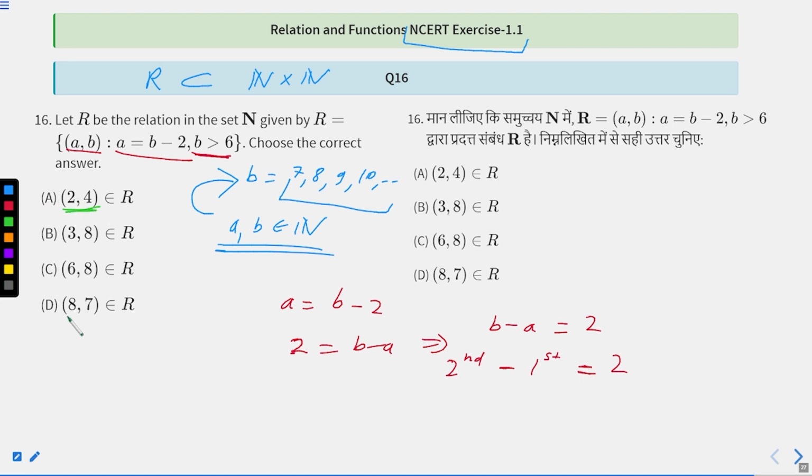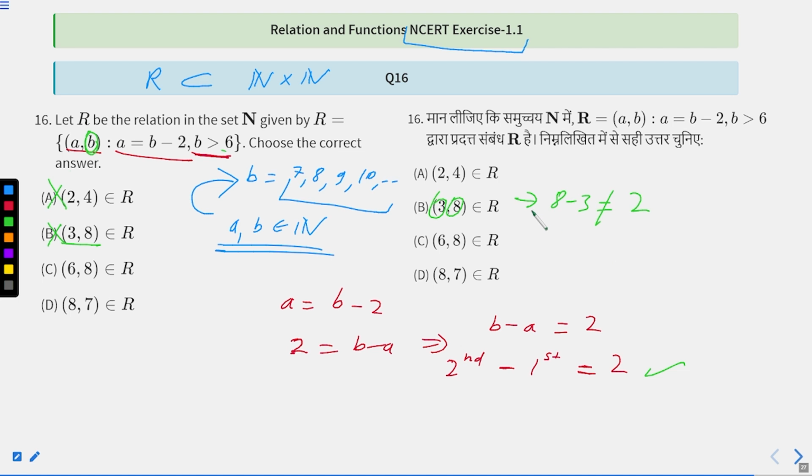So try this. 4 minus 2 is what? 2. Okay, it satisfies this condition. What about this, that the second element, which is B, must be greater than 6? The second element here is 4, and 4 is not greater than 6. So this is not our option. Now try this. For this, 8 minus 3, the second element minus the first element, is not equal to 2, as you can see, but we want 2. So we can directly eliminate it.